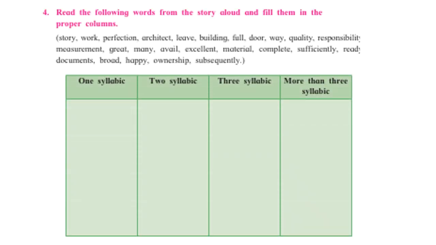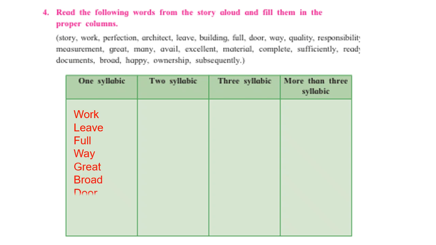Question number 4. Read the following words from the story aloud and fill them in the proper column. Story, work, perfection, architect, live, building, full, door, way, quality, responsibility, measurement, great, many, avail, excellent, material, complete, sufficiently, ready, documents, broad, happy, ownership, subsequently. One syllabic, two syllabic, three syllabic, more than three syllabic.